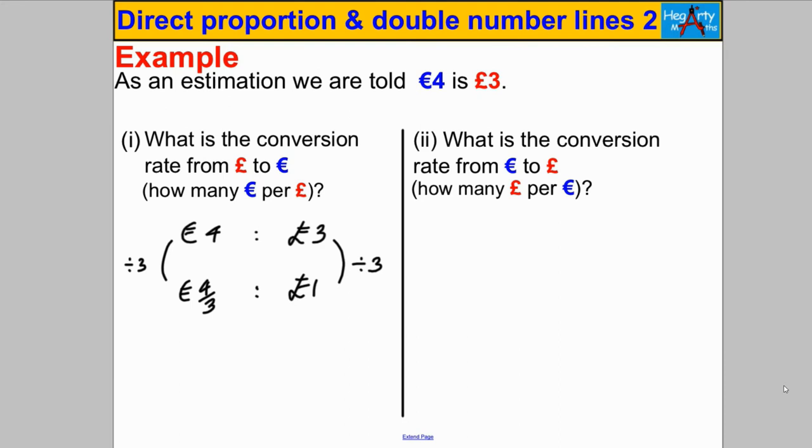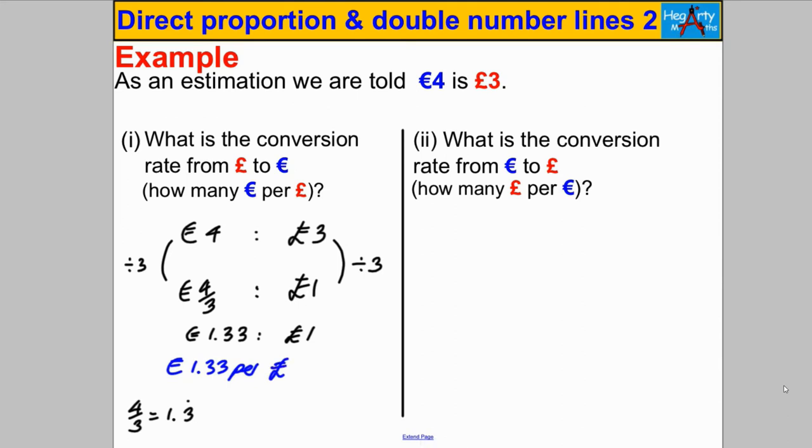Because it's money, you should give it to 2 decimal places. Now you should know that 4/3 is 1.3 recurring, so this would therefore be 1.33 euros to 1 pound. And you should probably state at the end, therefore, that you get yourself 1.33 euros per pound, like that.